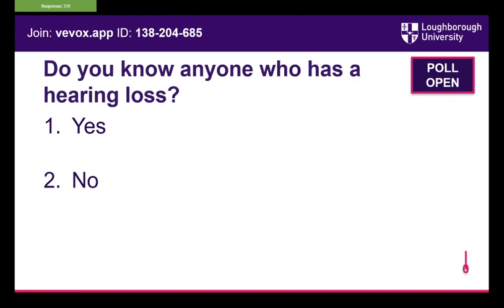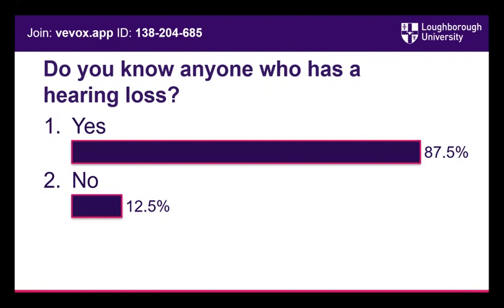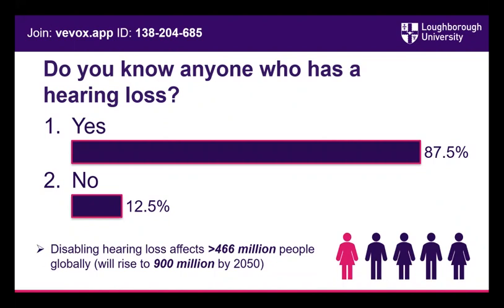So, okay, the majority of you, about 87, 88% do know somebody, whereas only around 12, 13% don't know anybody that has a hearing loss. And actually, this doesn't surprise me, because hearing loss is really a global burden of disease, and it affects around 466 million people worldwide. Because of our aging population, this is expected to rise to 900 million by 2050. And just to put that into perspective, it's estimated that in the United Kingdom, specifically, around 1 in 5 of the population have some kind of hearing loss. So it's highly likely that we actually all know somebody who experiences some degree of hearing impairment.